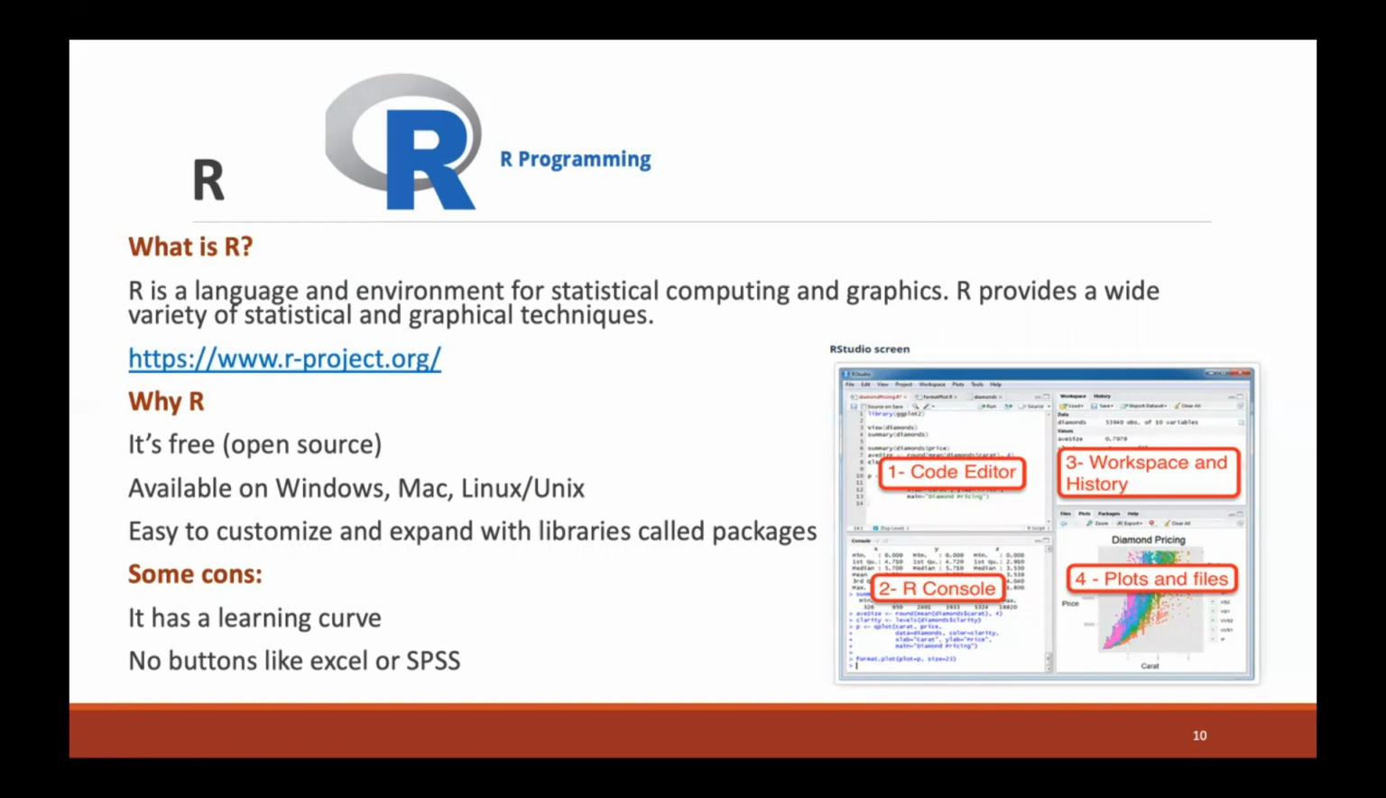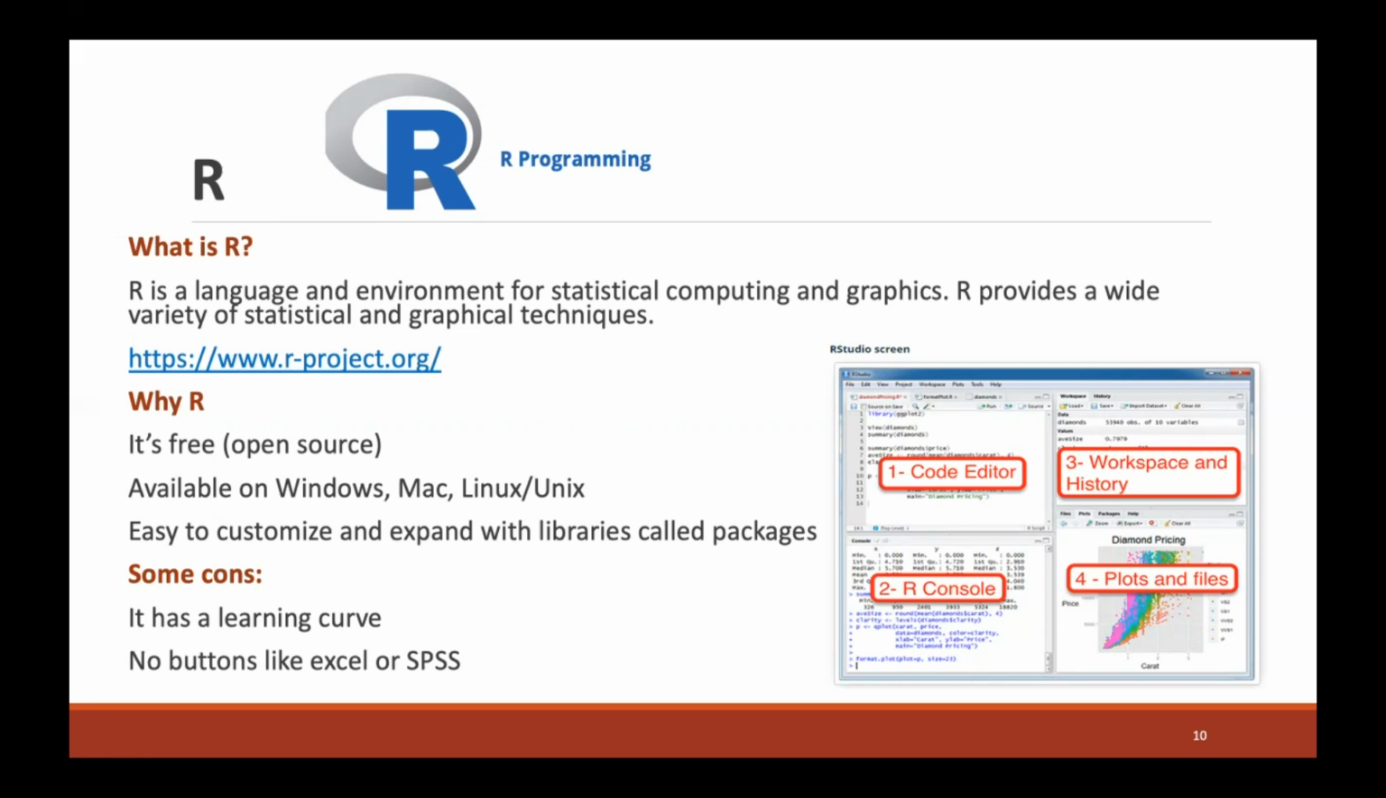We have open source software called R. R is a language for statistical computing and graphics, and it provides a wide variety of statistical and graphical techniques. It's free, available on any platform like Windows, Mac, Linux, Unix, and it's easy to customize and expand with libraries. Usually, when you download R, RStudio is a GUI which is very user friendly.